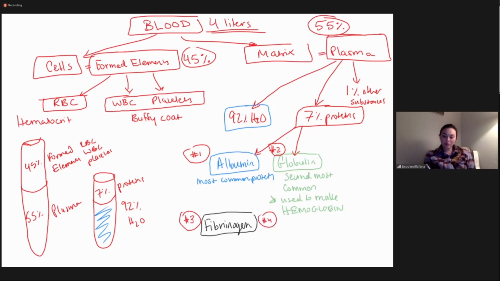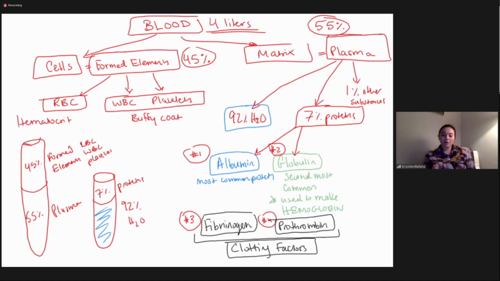Both fibrinogen and prothrombin are used for clotting, and I'm going to talk about those on Friday. So these are what we call clotting factors. They're clotting factors because they help with clotting. So albumin and globulin are not clotting factors, just fibrinogen and prothrombin.